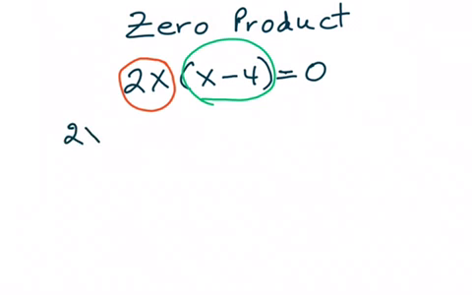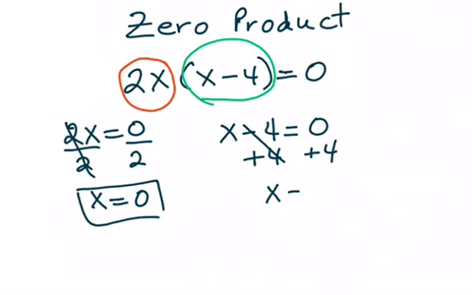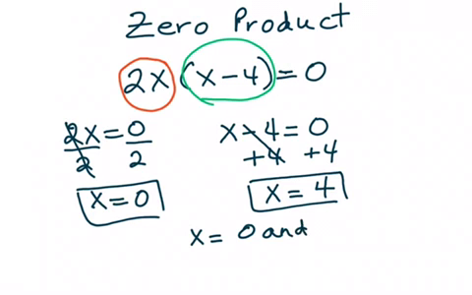All right, 2x equals 0. When I divide by 2, x is going to equal 0. So one of my answers is 0. Okay? Now I'll set the green one to 0. x minus 4 equals 0. So I just add 4 on both sides, and x equals 4. So my total answer is x equals 0 and 4. That's how you do it.